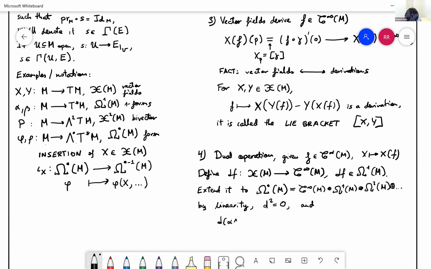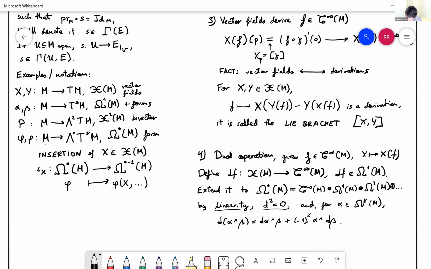d of alpha wedge beta has to be a derivation: I differentiate the first. Now I will have to put a coefficient here, for alpha in omega k, say alpha is in omega k, so I will have this property here. So those three conditions, linearity, this thing, and this thing, together with the first definition of the f, determine the exterior derivative completely.